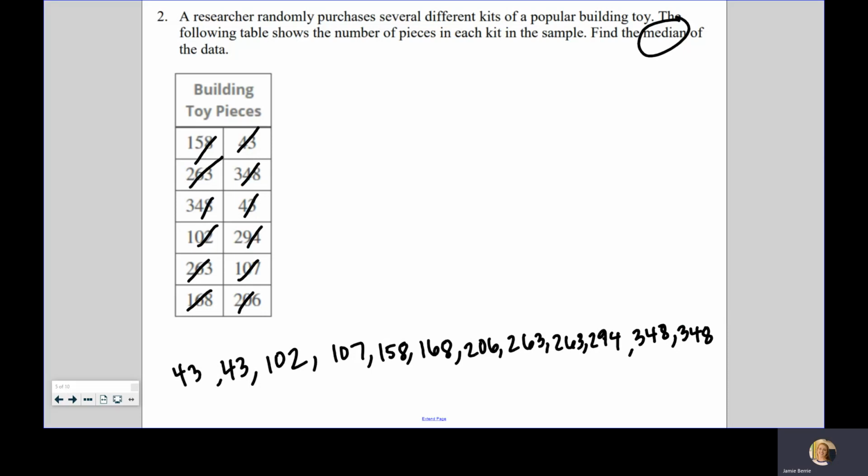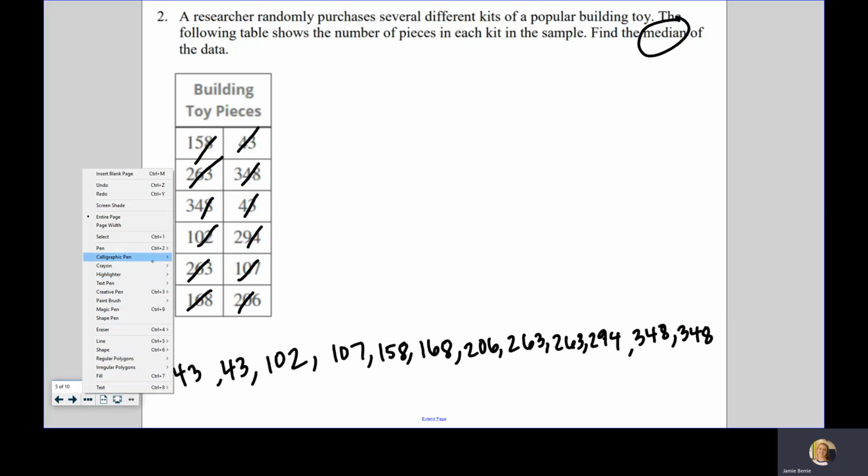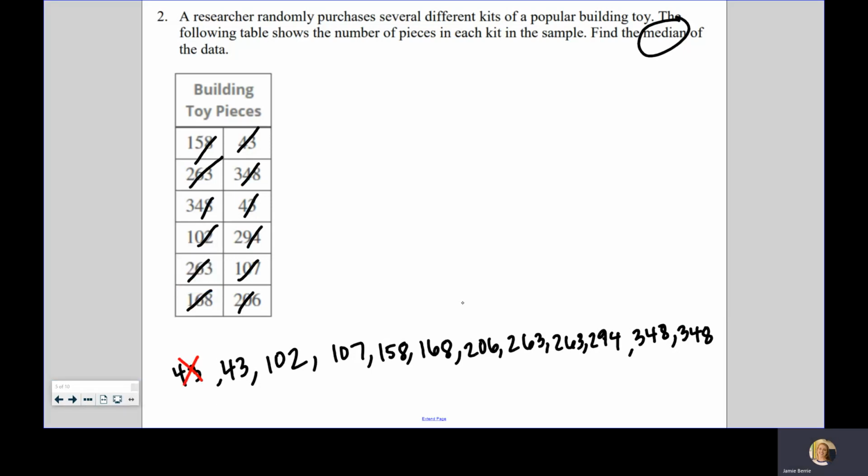All right, cool. Now that you've got them written in order from smallest to biggest, this is how I like to find the median. I will start on one end and cross off a data value, go to the other end, cross off a data value, then cross off the next two, and the next two, and the next two, all the way until you get to the middle.